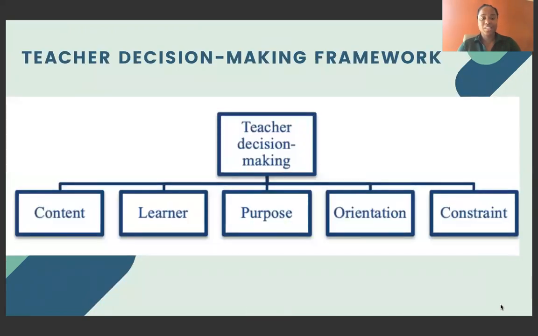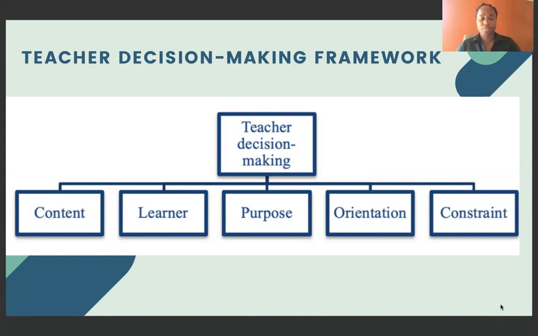And here's the teacher decision framework that I created using a compilation of different research and different authors. Some of the 5 main factors that research shows impact teachers' decision making include the content, right? So the teacher's pedagogical knowledge. You have the learner, which is of course the student, the different needs of the students, the types of students. And you have the purpose, the orientation. What are teachers' philosophy? What do they believe in?